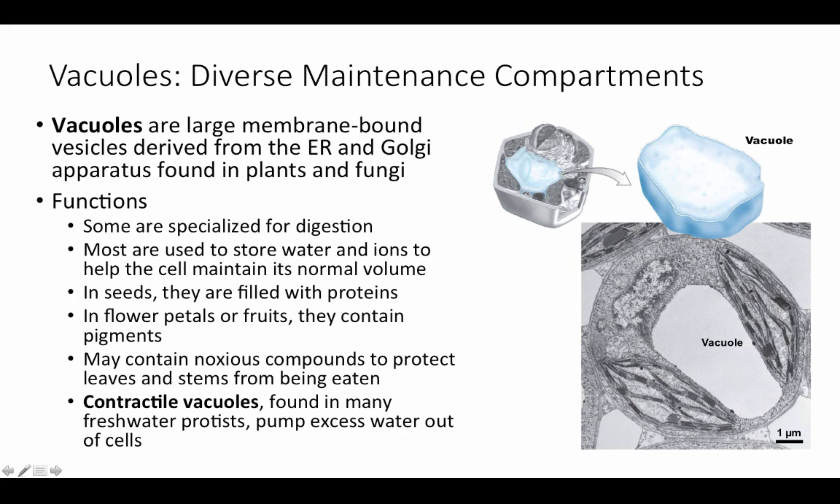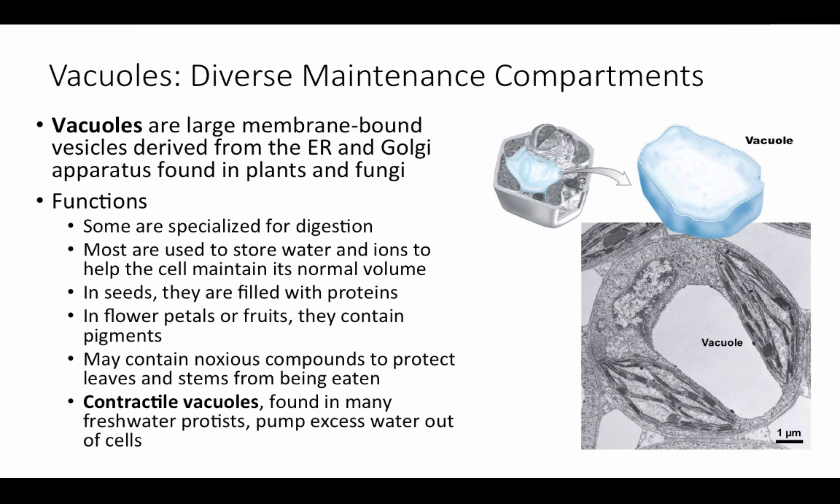In seeds, they're generally filled with proteins that are going to be needed as the plant begins to grow. In flower petals or fruits, they're going to contain the pigments. And they also can contain toxins to help protect the plant from herbivores.